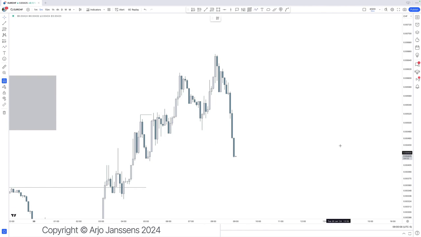Let me see if my chart wants to work. It's a little bit laggy. All right, can we continue higher off of that? All right, there it is.